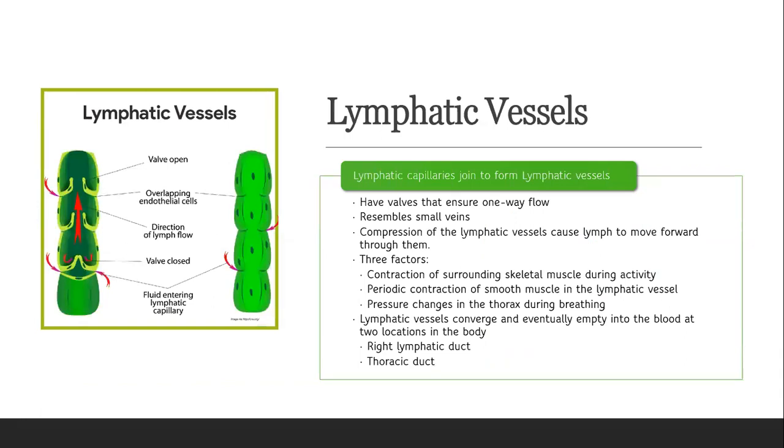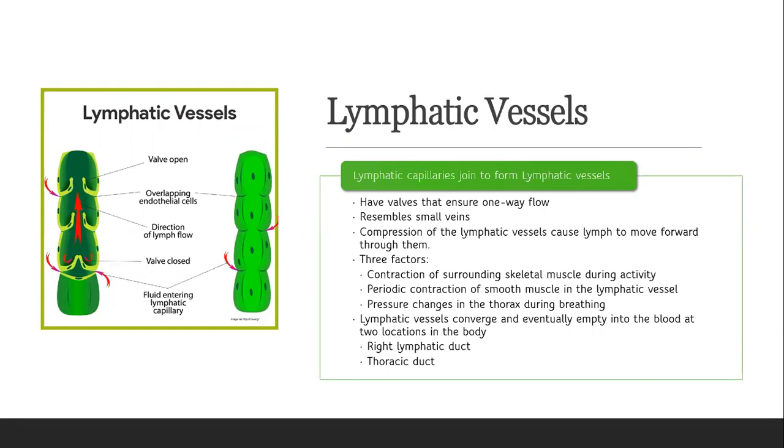Next, the lymphatic vessels. Lymphatic capillaries join together to form the lymphatic vessels. They have valves that ensure one-way flow and resemble small veins. The compression of the lymphatic vessels causes the lymph to move forward through them. There are three factors that compress the lymphatic vessels. The first is the contraction of the surrounding skeletal muscle during its activity, then periodic contraction of the smooth muscle in the lymphatic vessel, and lastly, the pressure change in the thorax during breathing.